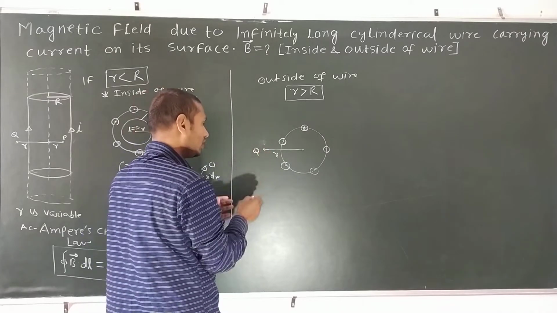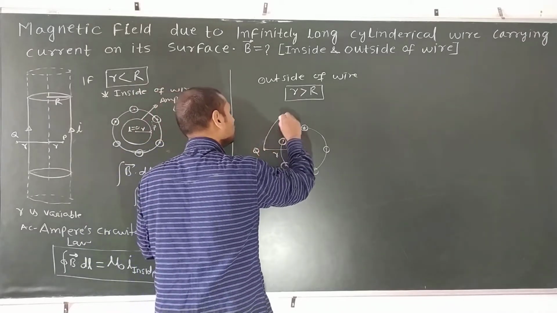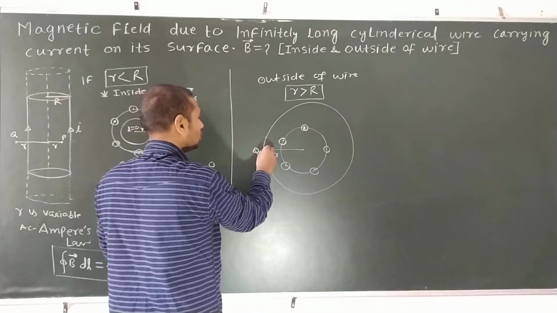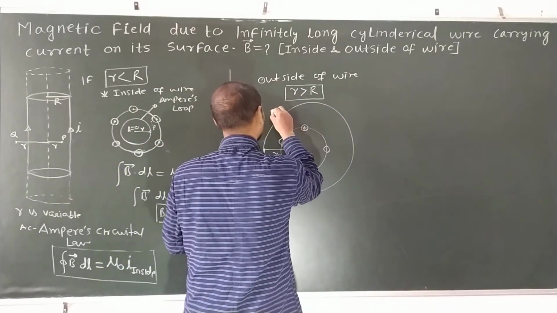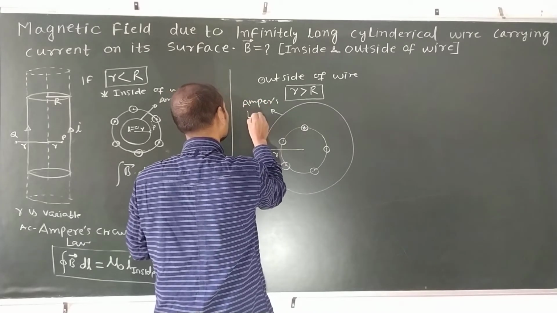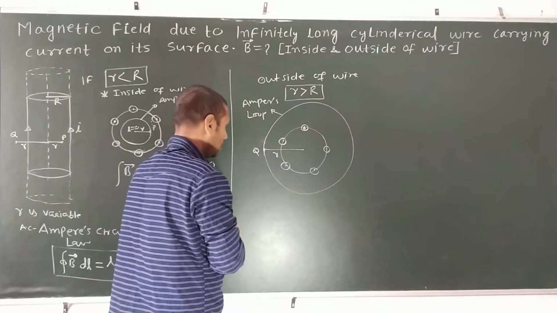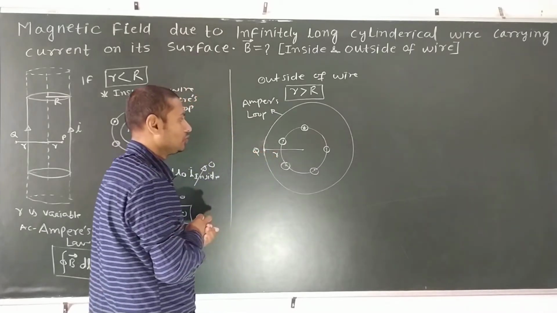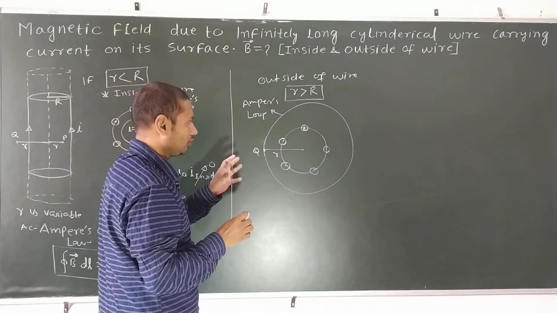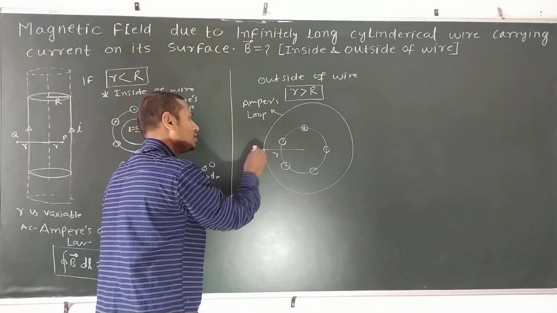Here we want to find the magnetic field at a point q, so we draw a loop which is crossing the point q. This loop is called Ampere's loop, and on that loop we have to find the magnetic field at point q.